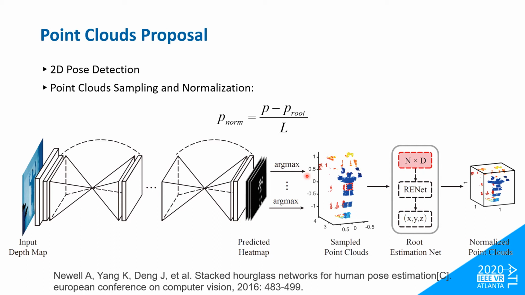The 2D joint detection step can guide us to get pose-aware sampled point clouds to recover the 3D human pose. We crop the bounding box of detected 2D joints from the depth map, then extract local image patches centered at the detected 2D joints. Then we estimate the position of the root joint by feeding the sampled point clouds to a tiny regression network with a ResNet backbone. With the root joint, the sampled point clouds can then be normalized by this formula.